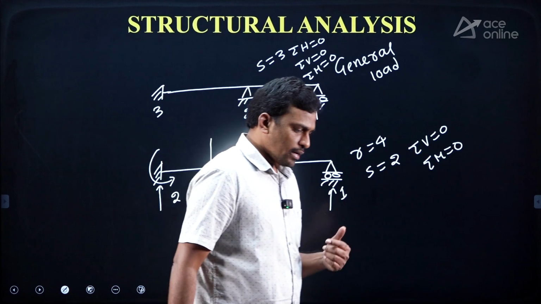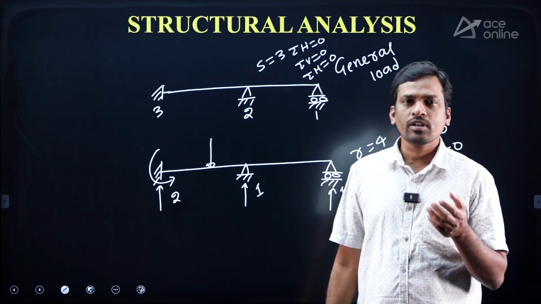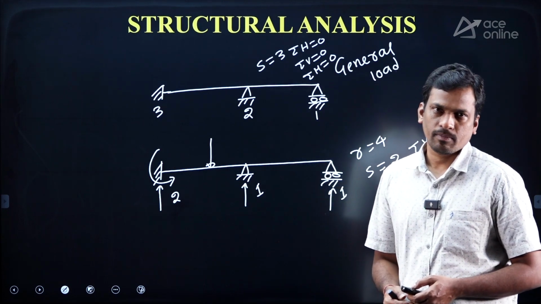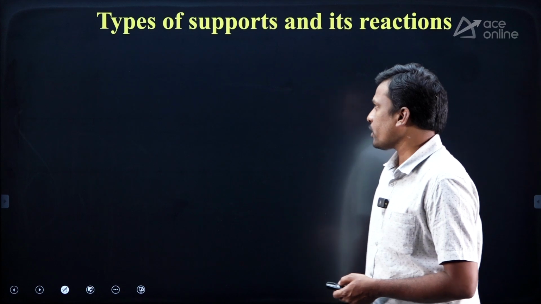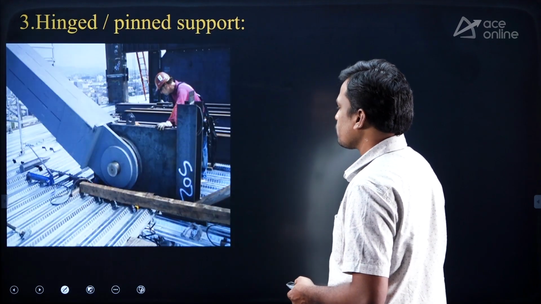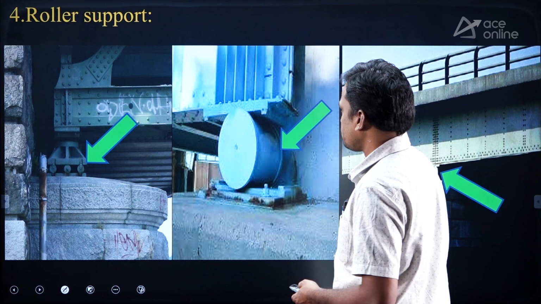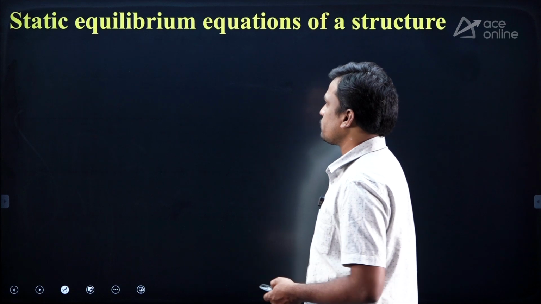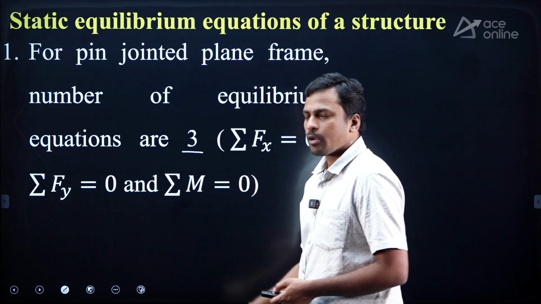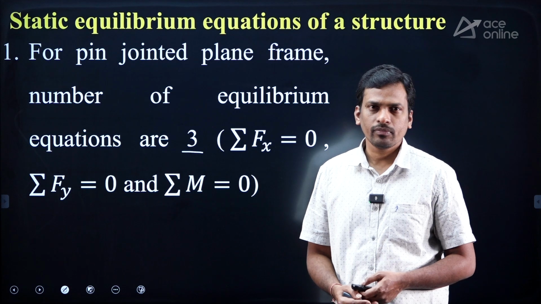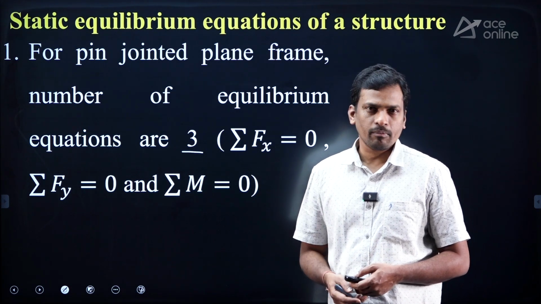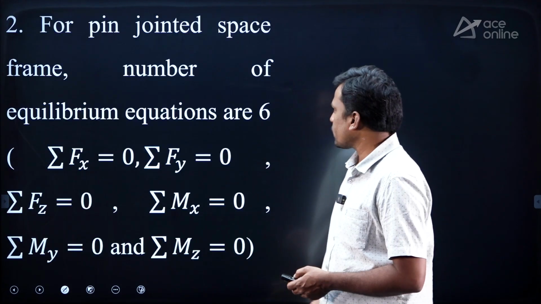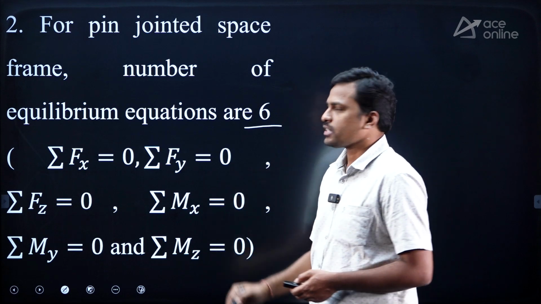Then next I gave the equilibrium equation of a structure and the equilibrium equation of a joint, right? For the equilibrium equation of a structure, for a pin jointed plane frame, how many equilibrium equations? For a structure, the number of equilibrium equations is 3 for a pin jointed plane frame. Similarly for a pin jointed space frame, no need to remember, actually not required for GATE, it is 6. For a pin jointed space frame the number of equilibrium equations is 6.